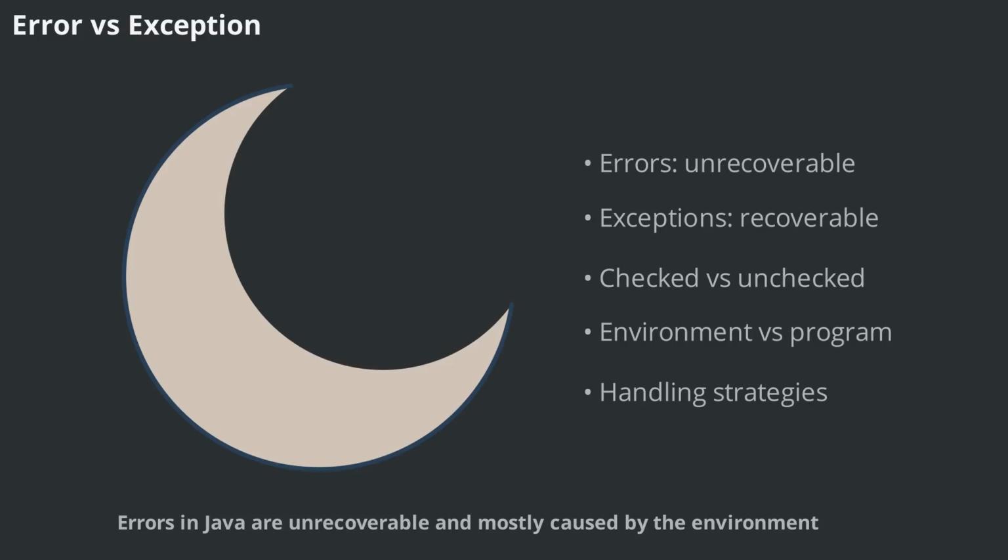Errors in Java are unrecoverable and mostly caused by the environment, such as Stack Overflow error or out-of-memory error. Exceptions, on the other hand, can be recovered from using try-catch blocks or by throwing them back to the caller. Errors are always unchecked, while exceptions include both checked and unchecked types. Understanding this distinction helps you handle problems appropriately.